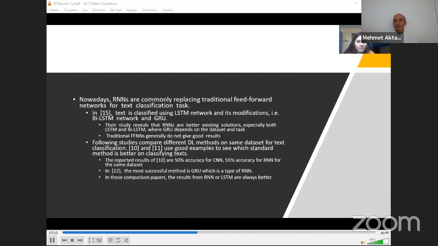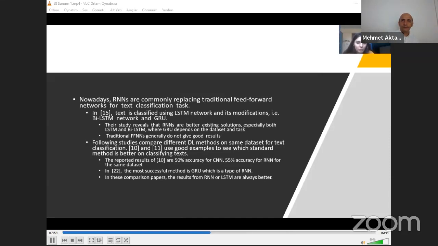There was a study which had text classification using LSTM network and its modifications, which are bi-LSTM and GRU. It was found from the study that RNNs are better existing solutions, especially the modifications LSTM and bi-LSTM, they provide better results. Whereas for GRU, the result depends on the data set and task. The choice of selecting a GRU is task-oriented and mostly depends on the data set. So the traditional feed-forward neural networks generally do not give good results when it comes to text classification, and RNNs give better results than the traditional feed-forward neural networks.